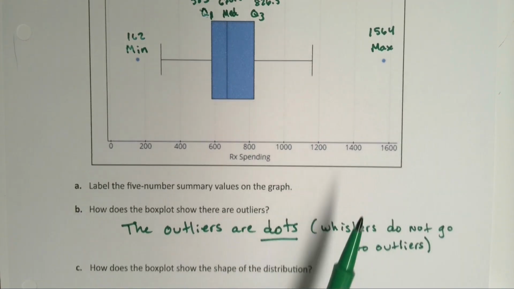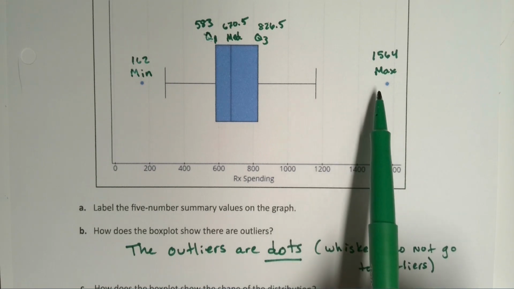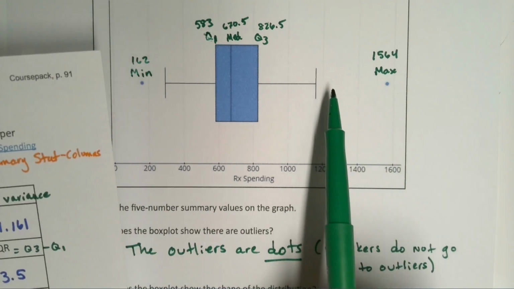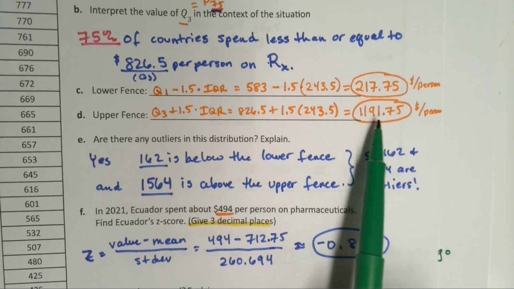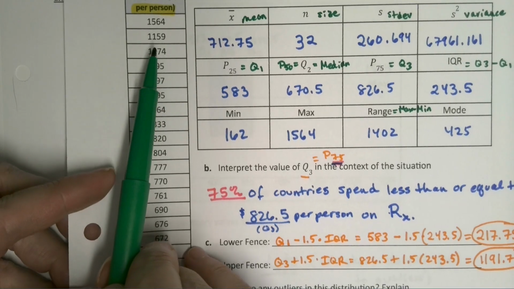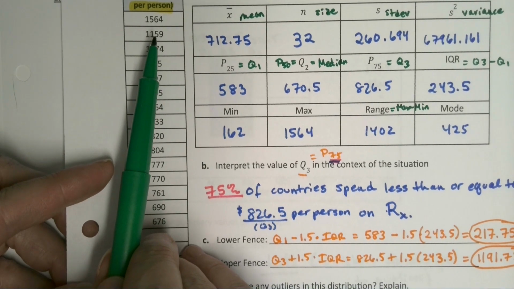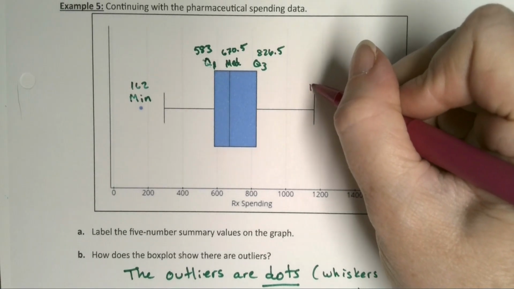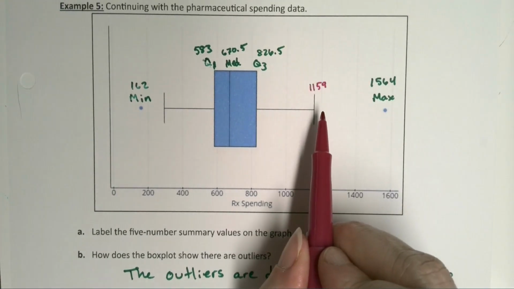So just for your own interest, 1564 was an outlier. The fence was 1191, but that's not where that whisker's going. Where the whisker's going is to this number, 1159. This particular number is the biggest number that's still inside the fence. So that's where it goes.